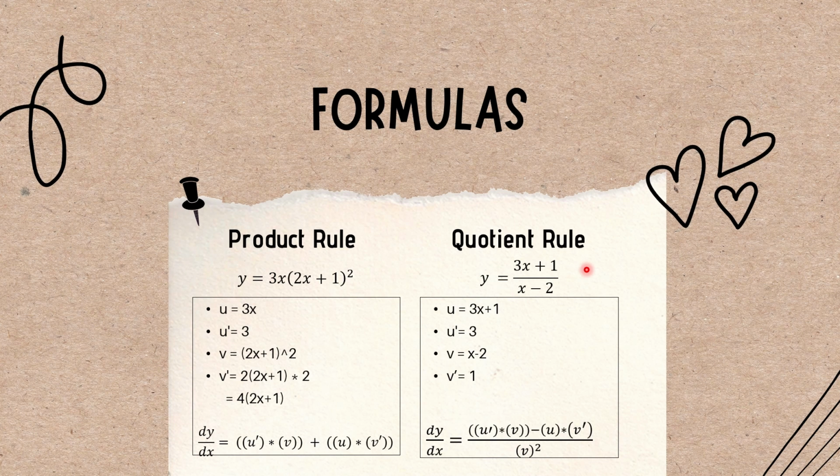For the quotient rule, the small example that I give is y equals (3x plus 1) over (x minus 2). So here the u is 3x plus 1, which is at the top, and the v is at the bottom, which is x minus 2. The u prime of u is 3 and the v prime of v is 1. Then after finding all the things we need, we can input them into the formula, which is dy over dx equals u prime times v minus u times v prime, over v to the power of 2.